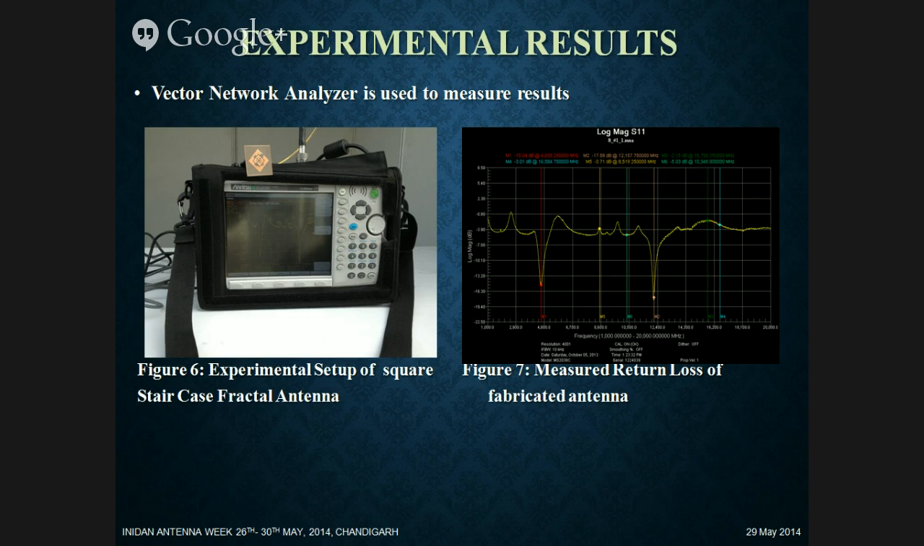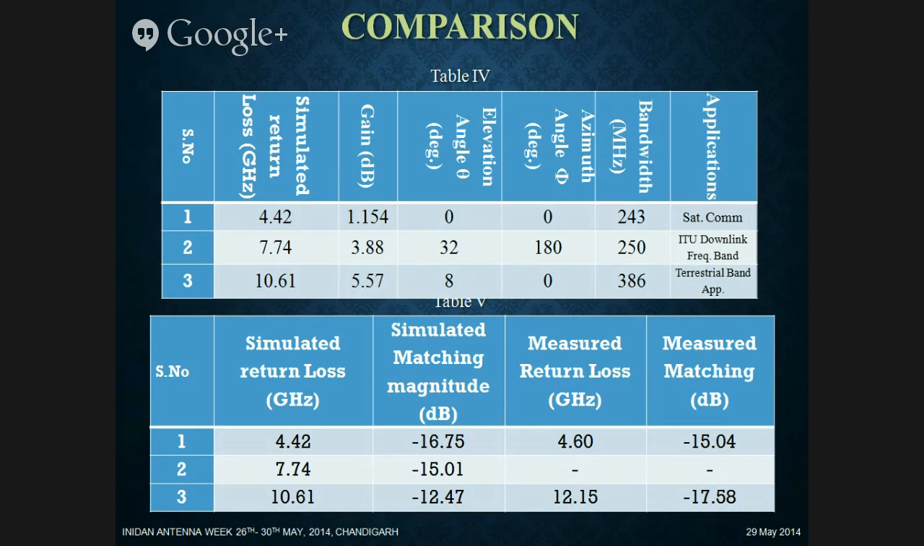This is the comparison between the different parameters. The first one is the simulated return loss, which is at three frequencies, 4.4, 7.7 and 10.61, with gain of 1.154, 3.88 and 5.57, at an angle of 0 degree, with elevation 32 and 8, whereas azimuth angle is 0, 180 and 0 degree, with bandwidth of 43 megahertz, 50 megahertz and 386 megahertz. The application of the antenna at 4.42 is satellite communication, which can be used for downlink frequency. 7.74 can be used for the ITU downlink frequency band, whereas 10.61 can be used for terrestrial band application.